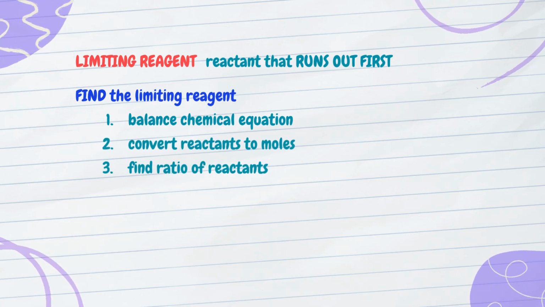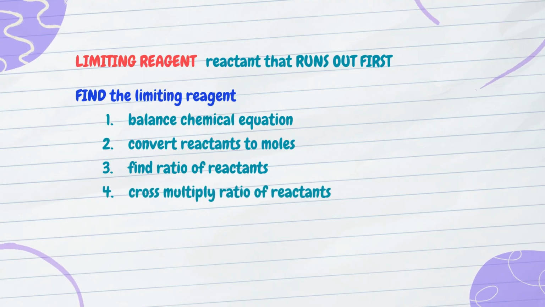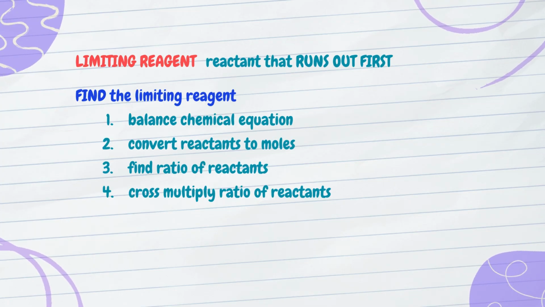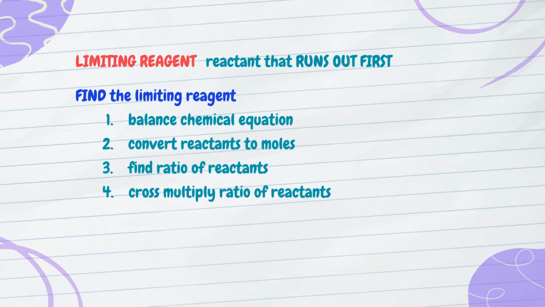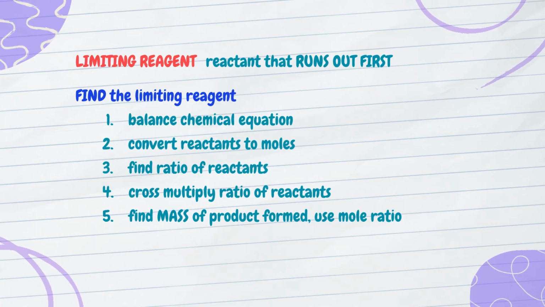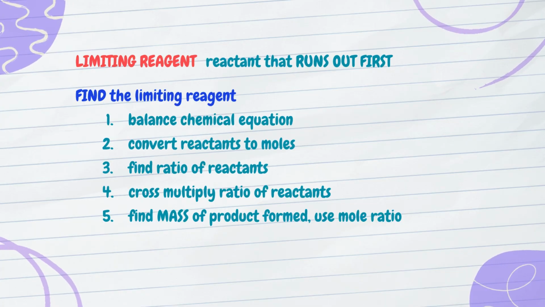Find the ratio of reactants, cross-multiply the ratio of the reactants. The reactant with the smallest mole ratio is the limiting reactant. The reactant with a larger mole ratio is the excess reagent. If asked to find the mass of the product formed, use the mole ratio of the limiting reagent to find the moles of the product. Then, convert the moles of the product to mass.